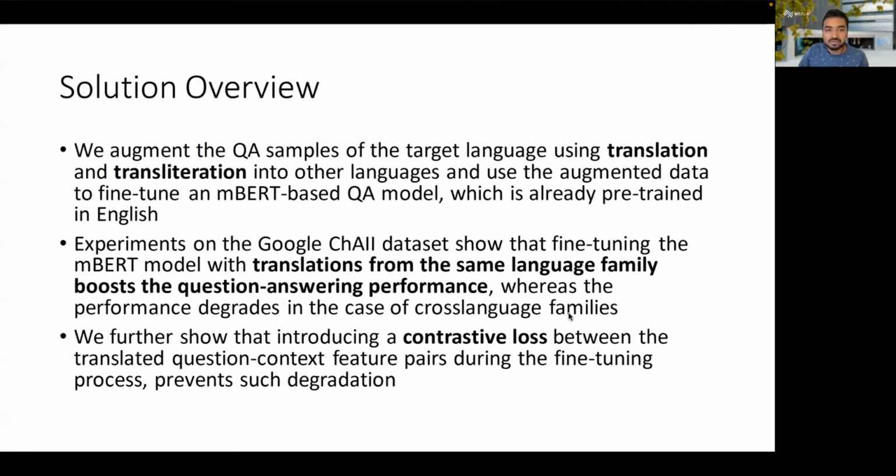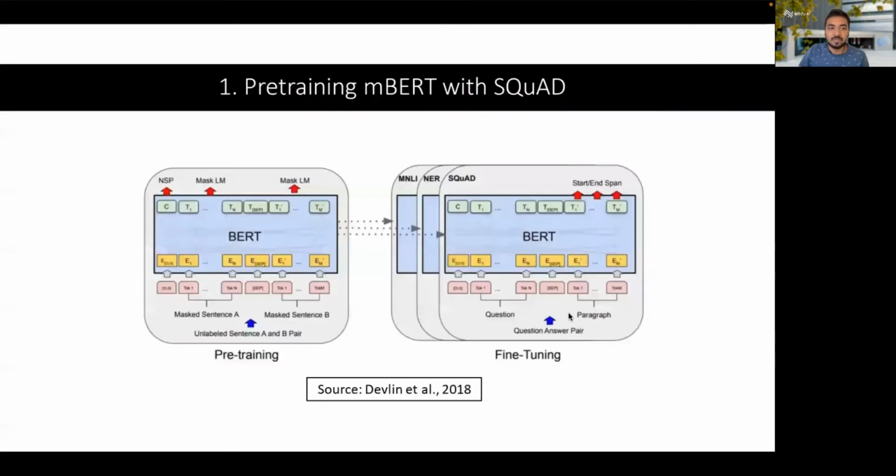So we augment the question answering samples of the target language using translation and transliteration into other languages and use augmented data to fine-tune the mBERT-based QA model, which is already pre-trained in English. Our experiments on the Google ChAll datasets show that fine-tuning the mBERT-based model with translations from the same language family boosts the question answering performance, whereas the performance degrades in the case of cross-language families. We further show that introducing a contrastive loss between the translated question context feature pairs during the fine-tuning process prevents such degradation. So we have picked mBERT as our baseline.